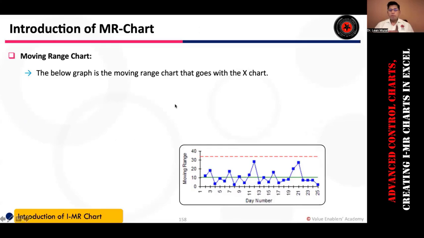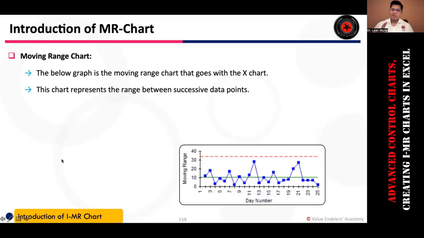Okay, moving range. Moving range is something interesting. The graph below is a moving range that goes with the X chart, X chart or individual chart. Don't confuse between X and individual; they are used interchangeably. Now, when there are different data points, I'm going to share an Excel sheet with you.